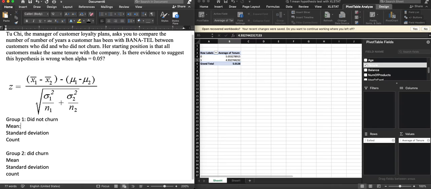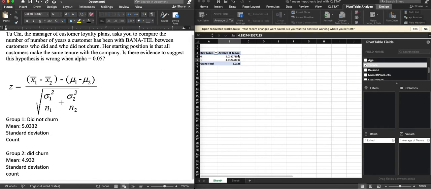So the mean for did not churn is 5.0332. The mean for people who did churn is 4.932. So it's slightly less, right? But we don't know if that matters or not. That's what we're going to find out.